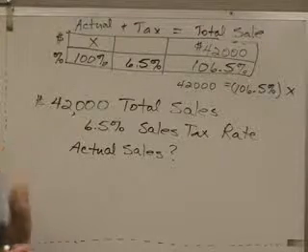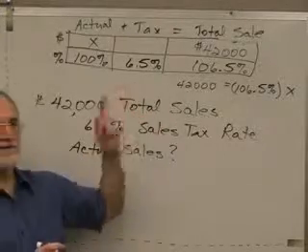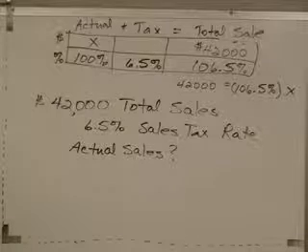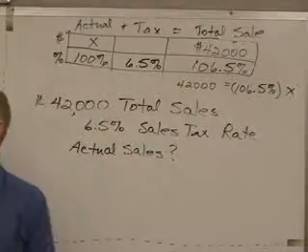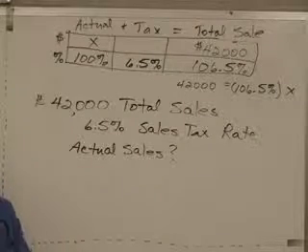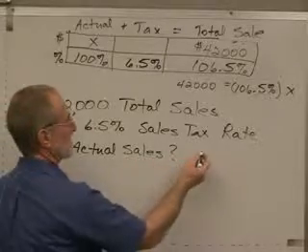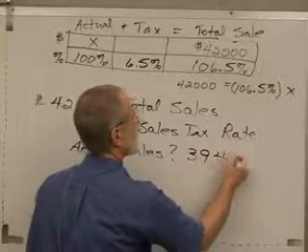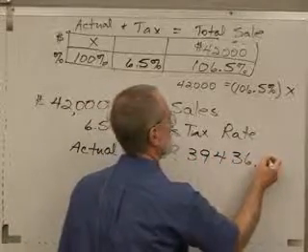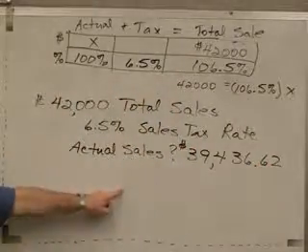So if we divide 42,000 by 106.5%, should we get a number that's bigger than 42,000 or smaller? Smaller. A whole lot smaller? Like half as much? No. Our answer better be between 20,000 and 42,000. And there should be only one place we can stick the decimal in our display to get that answer. And what do we get? Is it 39,436 to the nearest penny? 62. Does that look good to everybody? 39,436.62.